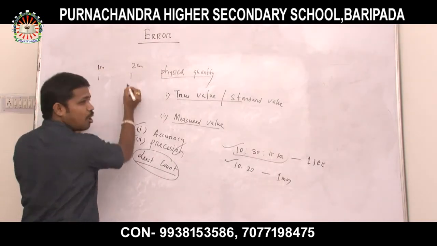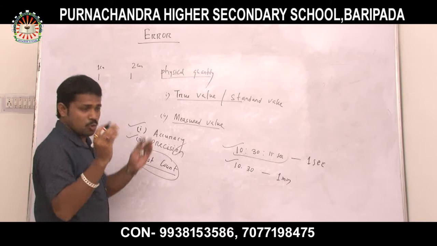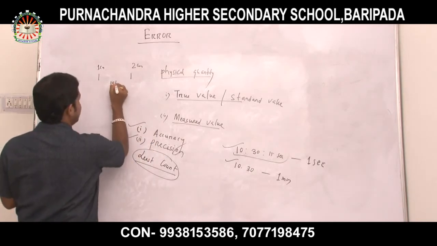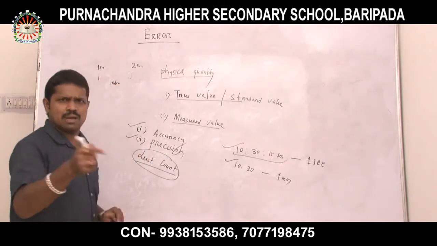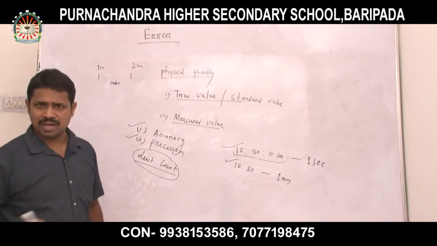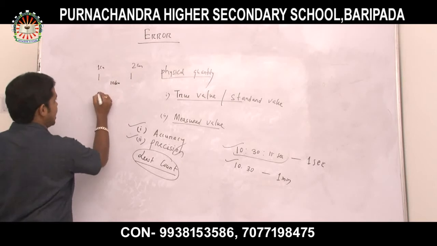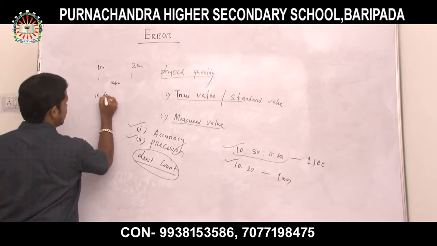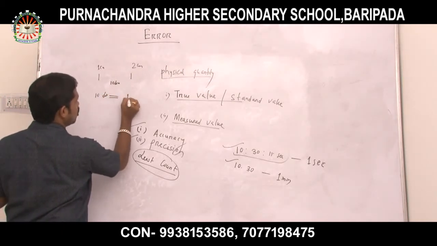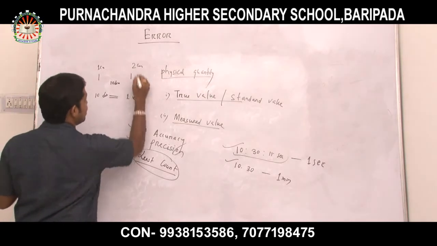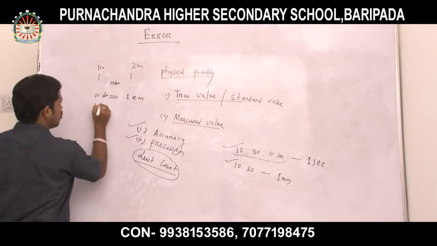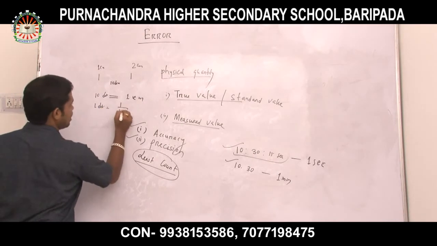In between these two, how many divisions are there? If you look at the scale, how many divisions are there? 10 divisions. Is there any scale available with 12 divisions? No, practically not possible. So there are 10 divisions. That means 10 divisions is equal to 1 centimeter. Very simple. So 1 division is equal to 1 by 10.